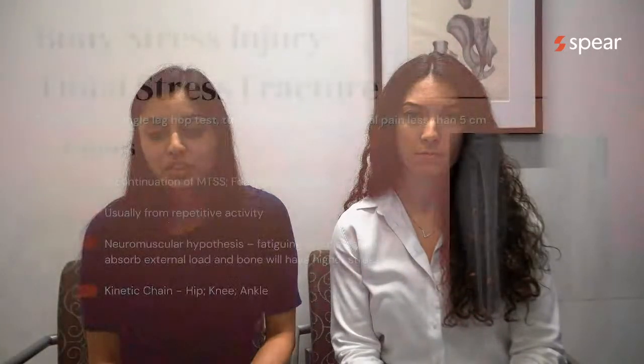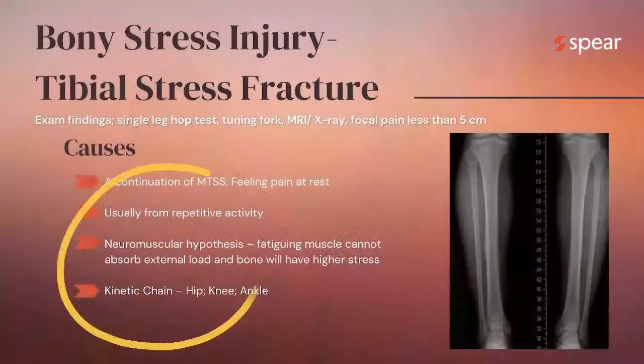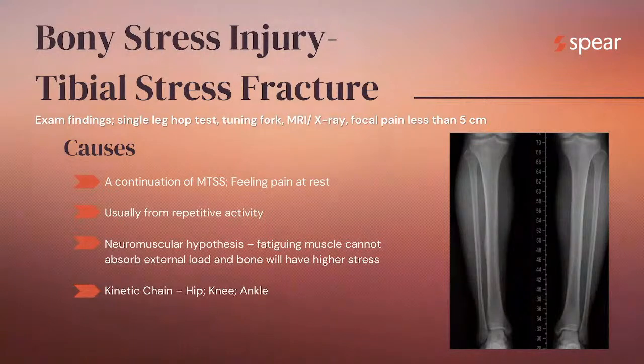Muscle strength can also play a huge role in creating stress fractures. The neuromuscular hypothesis explains that neuromuscular function throughout the muscle can help reduce the impact applied on the bone and joints during high impact activity. So if the muscle is fatiguing or atrophying, it's unable to absorb the energy of the external load, and it'll result in a higher stress to the bone.